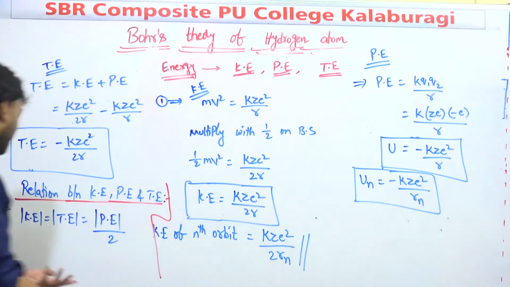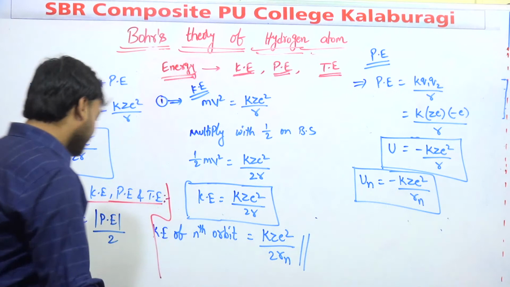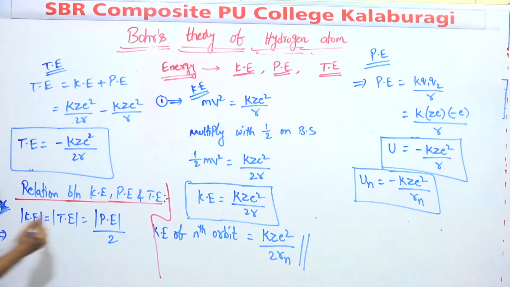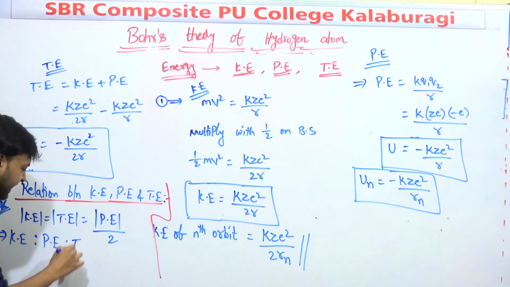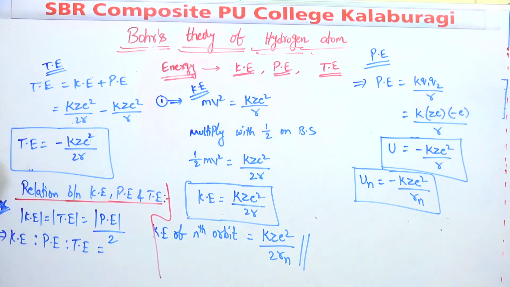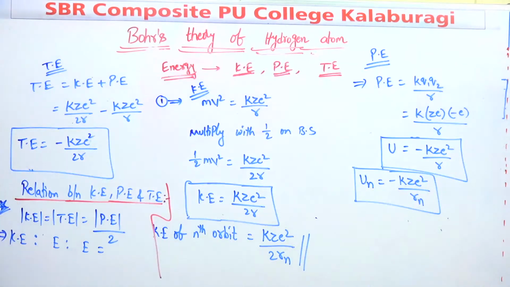They'll ask the ratio also, the ratio of kinetic energy, total energy and potential energy. So tell me the ratio. Next point: the ratio of kinetic energy, potential energy and total energy. What can I write? If I write it as 1:1, then total energy I have written here, potential energy I have written here, so don't be confused. Kinetic energy, total energy and potential energy. What can I write?